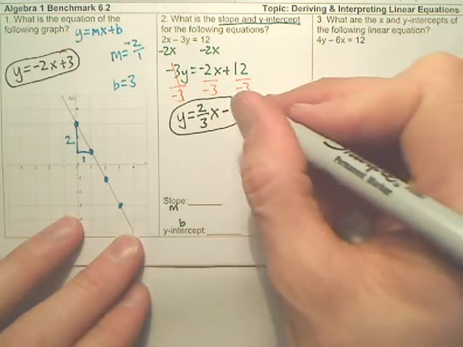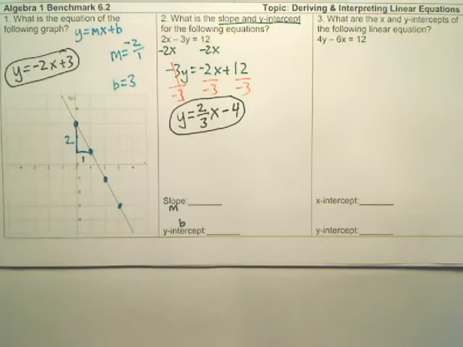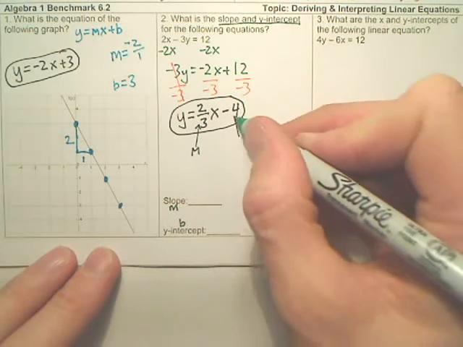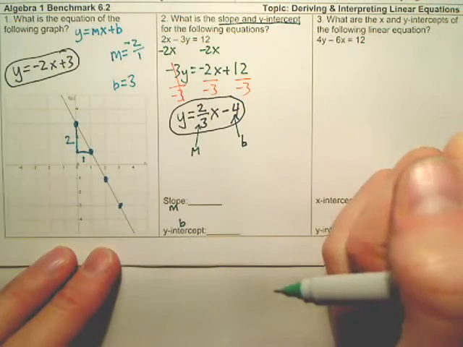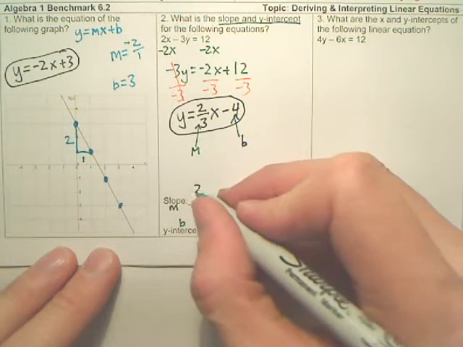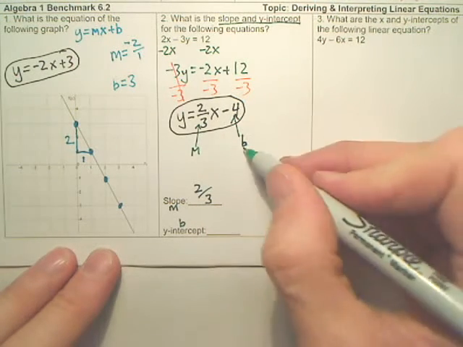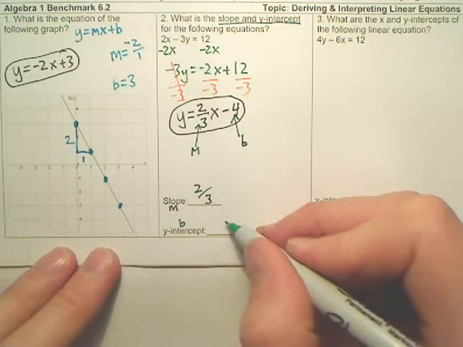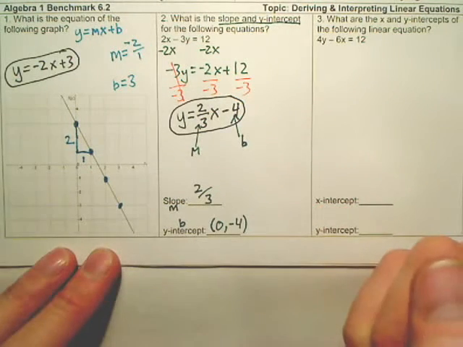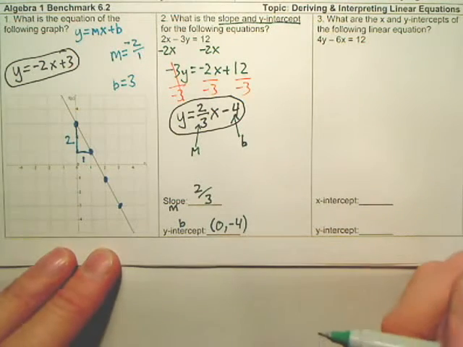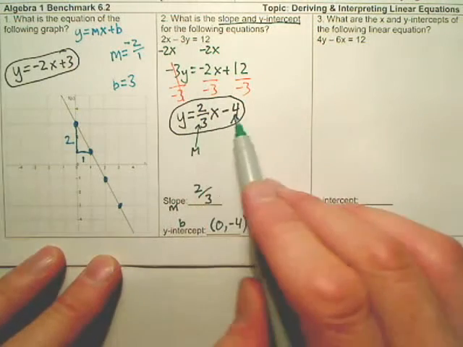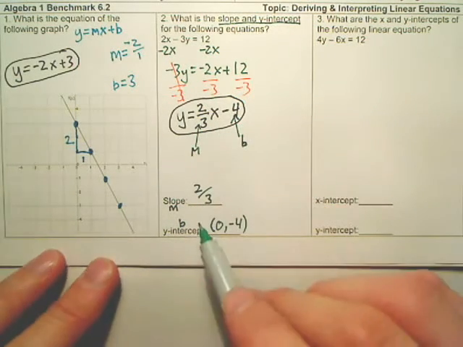Now looking at this, is that my answer? No. Isn't this my m? Isn't that my b? So my slope, isn't it just going to be 2/3? And my b, isn't it negative 4? Which actually is 0, negative 4. But negative 4 will work. The coordinate's actually 0, negative 4. So we change the equation into this form and then find my m and my b by looking at the equation.